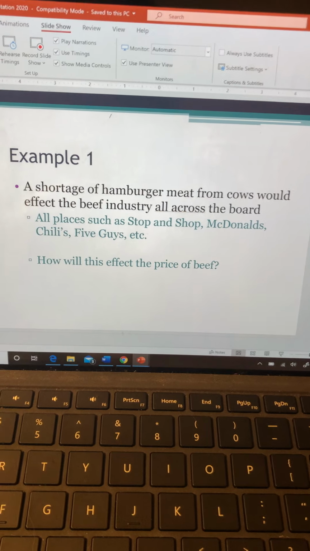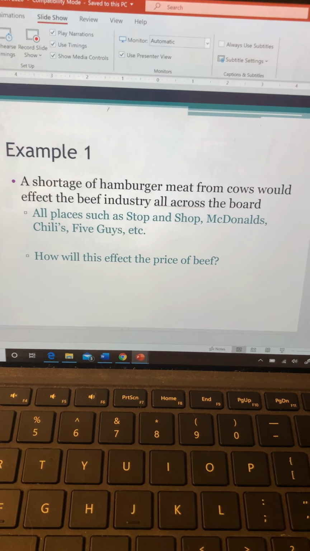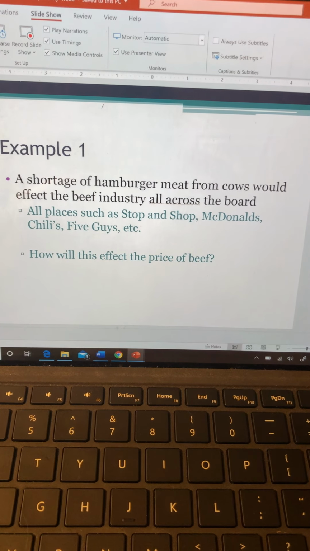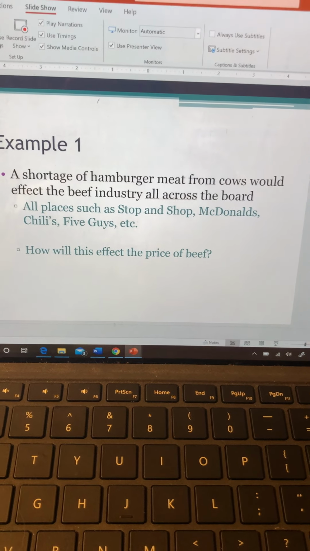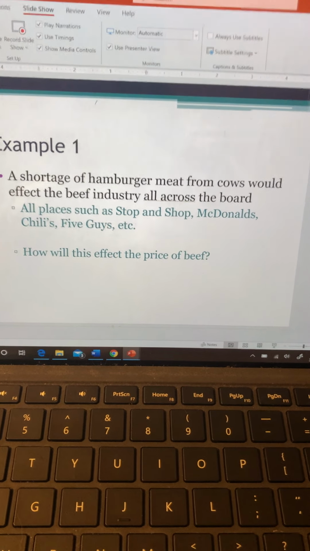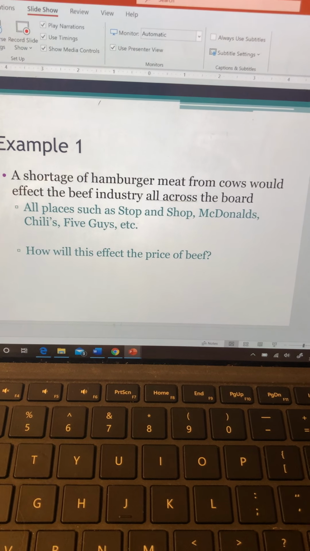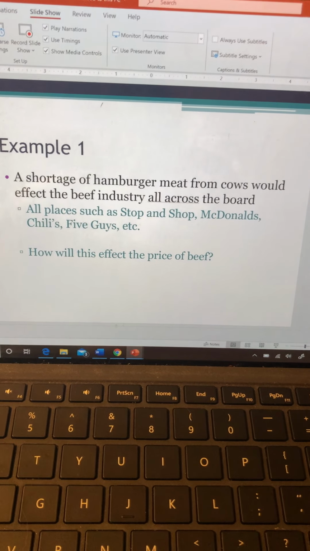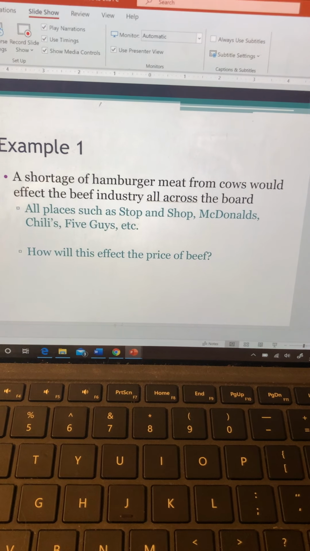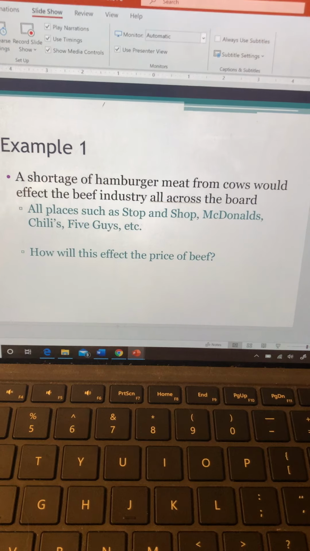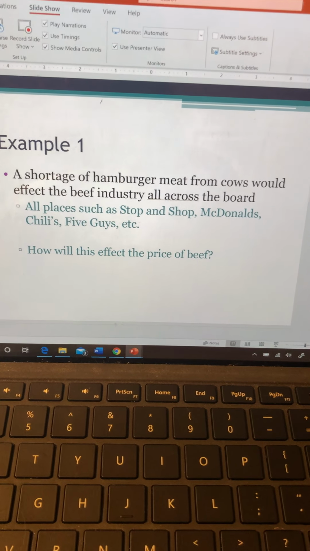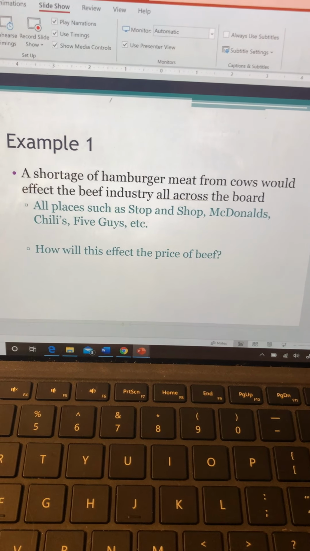So let's go through some examples together, which will hopefully help explain this theory. There's a shortage of hamburger meat from cows, right? I don't know, there's some sort of mad cow disease. There aren't as many cows, so there's not as much hamburger meat getting to the supermarket, Stop and Shop, McDonald's, Chili's, Five Guys, etc. So how is this shortage of hamburger meat going to affect the beef industry across the board?